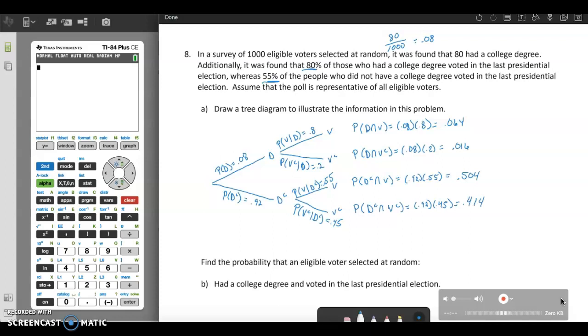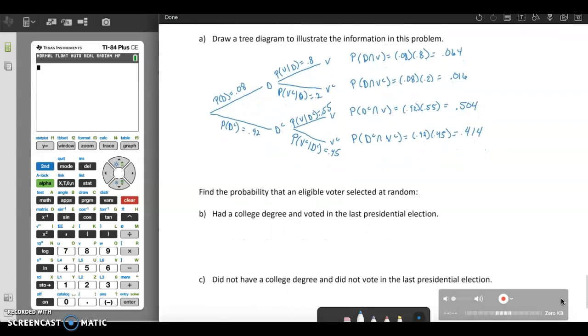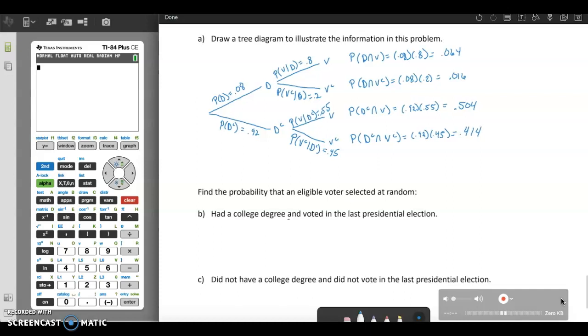Now we can answer pretty much any question that they could ask us about this situation. So let's see what we're asked now. Find the probability that an eligible voter selected at random had a college degree and voted in the last presidential election. So they're asking us for one of the intersections, and specifically they're asking us for the degree intersect vote. So we already did that. That was the first answer we got, which was 0.064. So I can just recopy that back down.